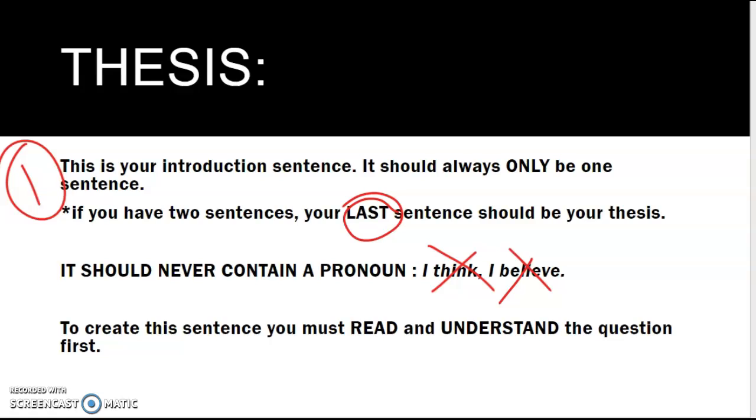To create this sentence, you have to read and understand your question first. If you don't understand your question, this is where we get frustrated the most and we start writing about things that are irrelevant. So you need to make sure that you read your prompt, you understand it, and you're brainstorming, thinking in your head before you're writing.